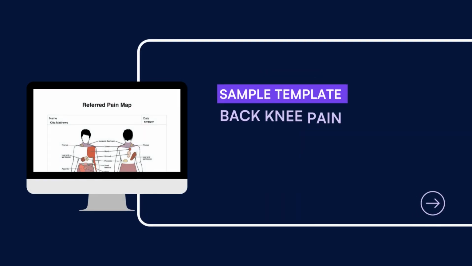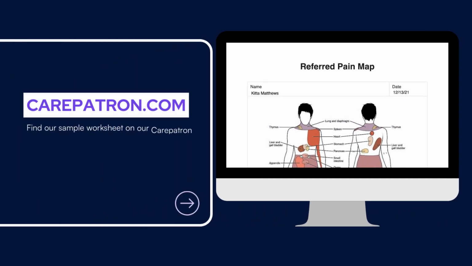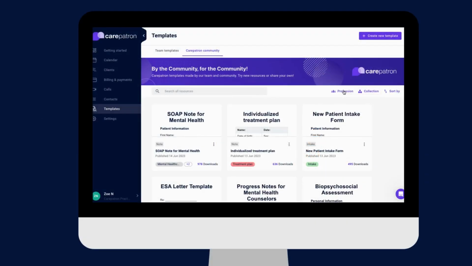Here is a sample of our back knee pain location chart, which you can find on our Carepatron platform. To find our back knee pain location chart, go to our Carepatron platform or click on the link in the description. In our template section, we have a variety of templates and worksheets for you to use with your patients. You can filter or type in the keywords to find the worksheet.